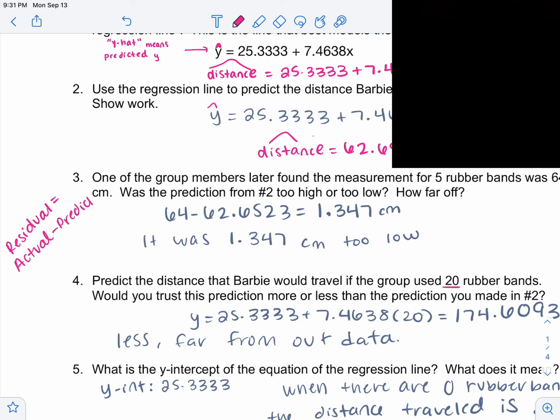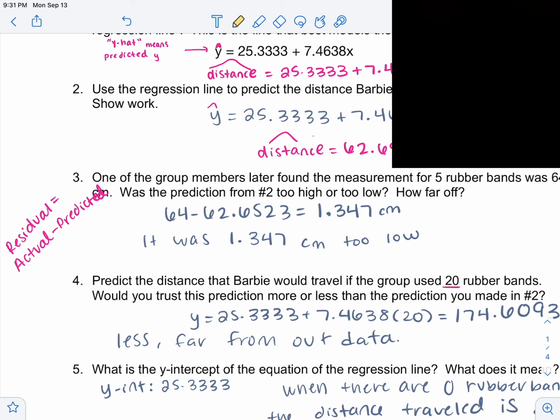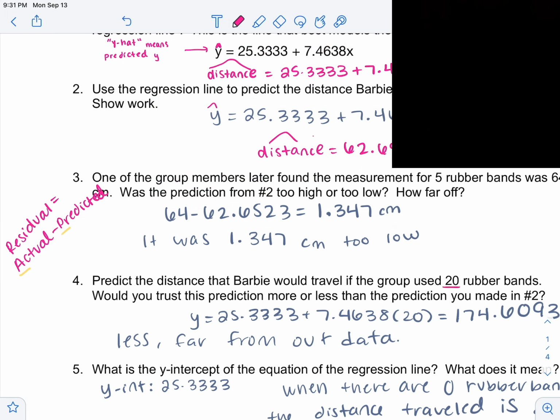And as I'm writing this, I will also underline, so actual minus predicted, it's really important you remember it's A minus P. And so one thing you can remember is AP, it goes in the order AP, like AP Statistics, the class we're taking.